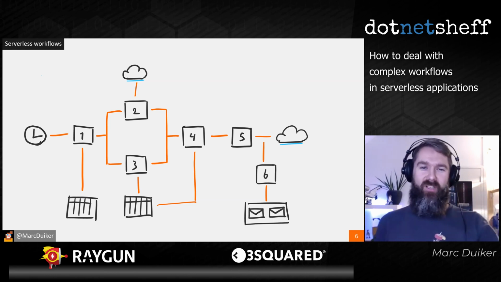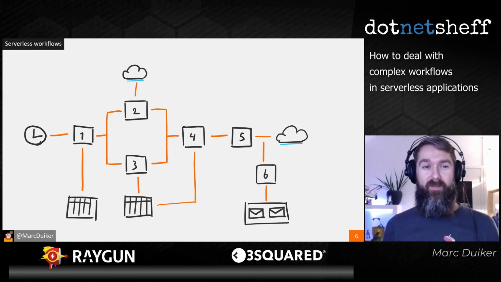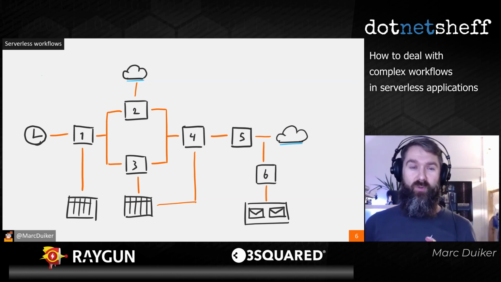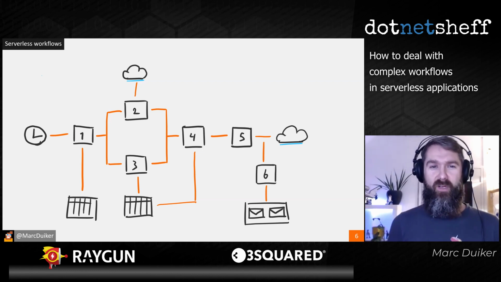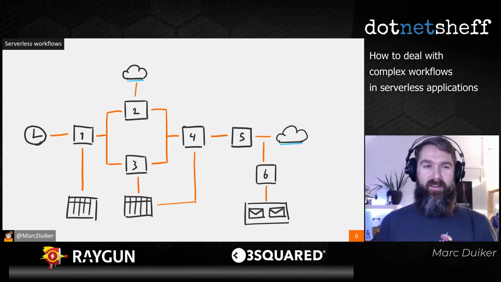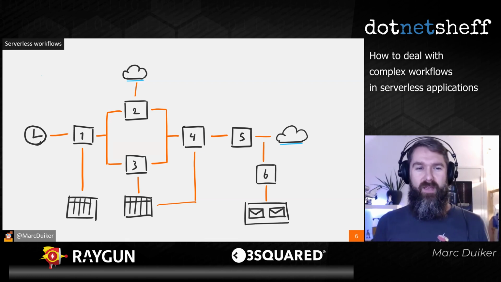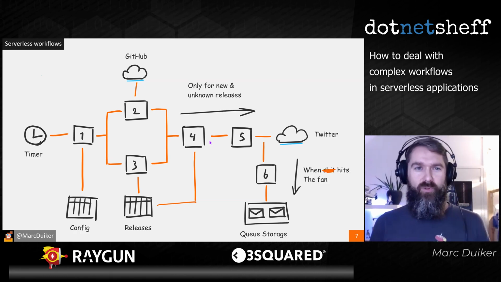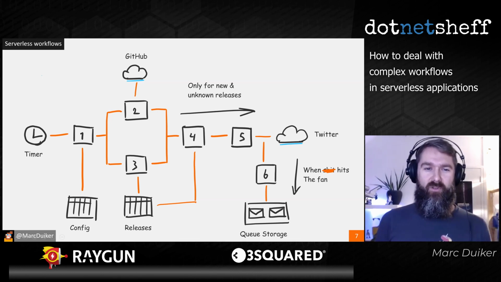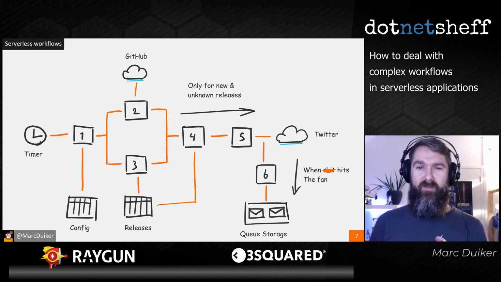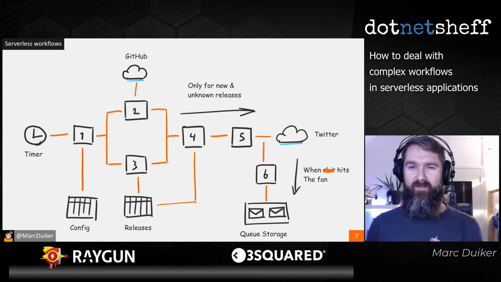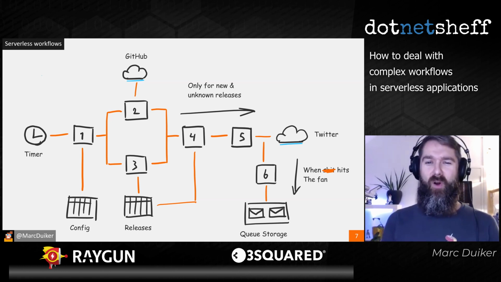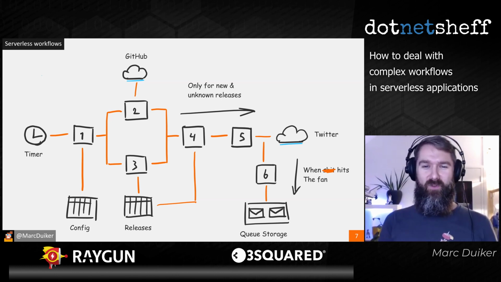So here's a visualization of a workflow that I've made for my Azure Functions update Twitter bot that will tweet whenever there's a new release related to Azure Functions on GitHub. There are multiple steps involved. We read a bit of configuration from a table. We go to GitHub to pull some information from there. Also read some information from another releases table. I do a bit of comparison, and if a release is new, I post it to Twitter. And back in the days, something sometimes went wrong, and then I push it to queue stores.